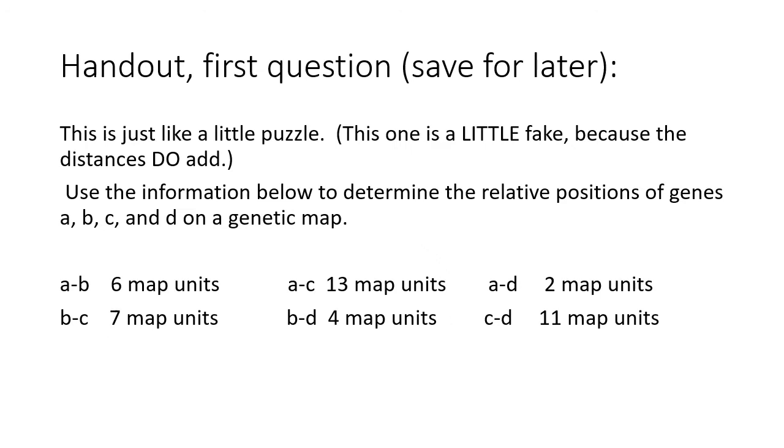So this is a little map, and we're going to save this one for later. It's a little way of putting together multiple crosses to give you map units. And this one actually is additive. But give it a try, and we'll go over it next time.